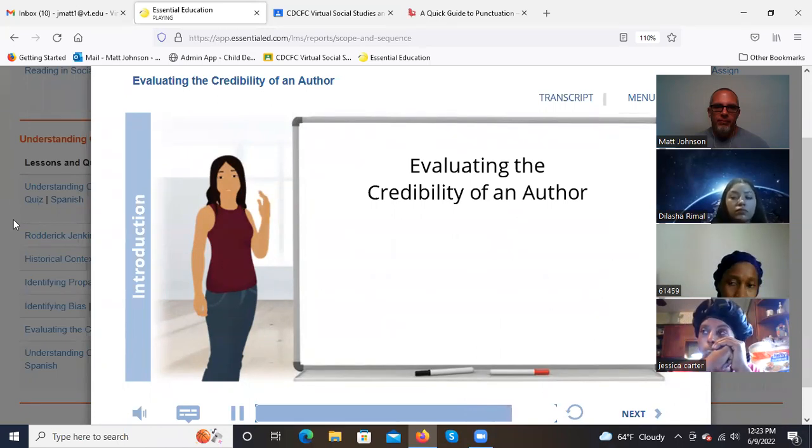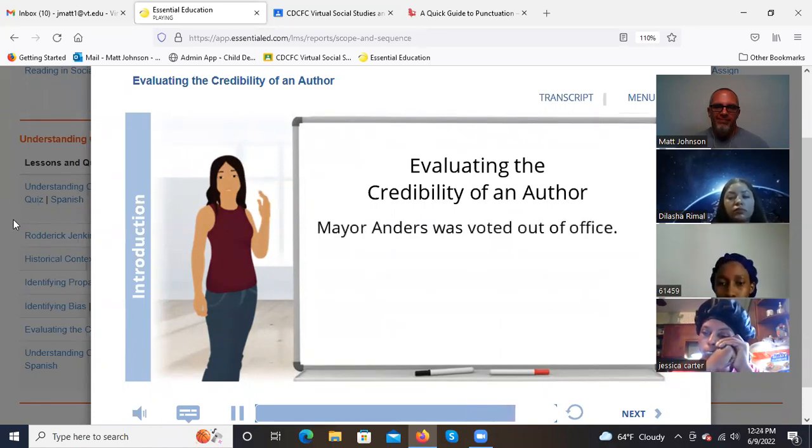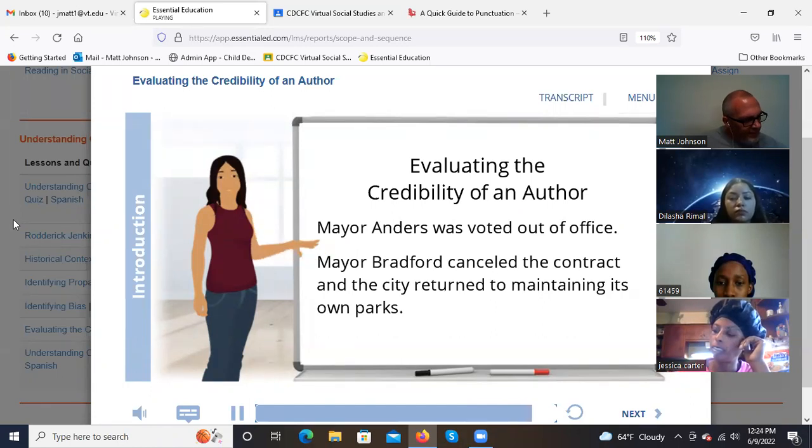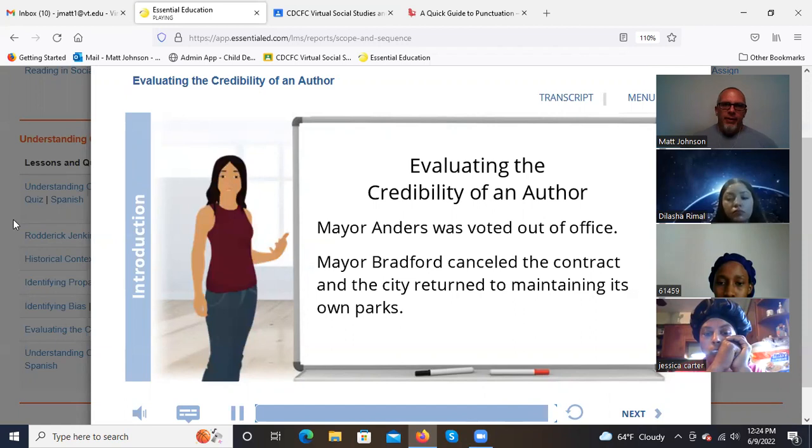Well, needless to say, we voted that mayor out of office. The new mayor, Mayor Bradford, canceled the contract, and the city returned to maintaining its own parks. Cornerstone is looking a lot better now. But still, if we had spotted the problem sooner, we could have avoided this whole mess. Let's talk about how to do that.